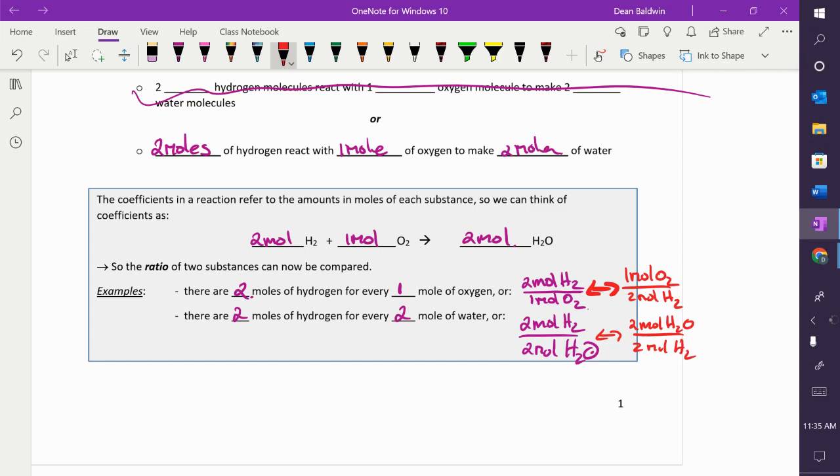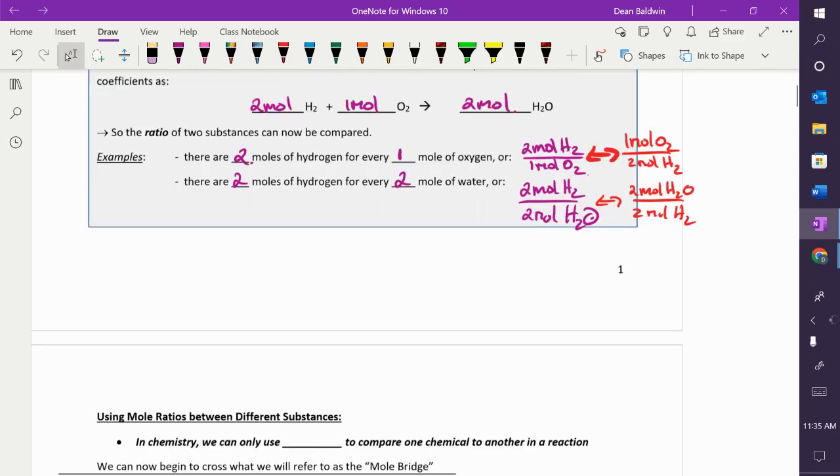Are you ready to do a stoichiometry example? And then we'll pick this up tomorrow. All right, flip the page, please.